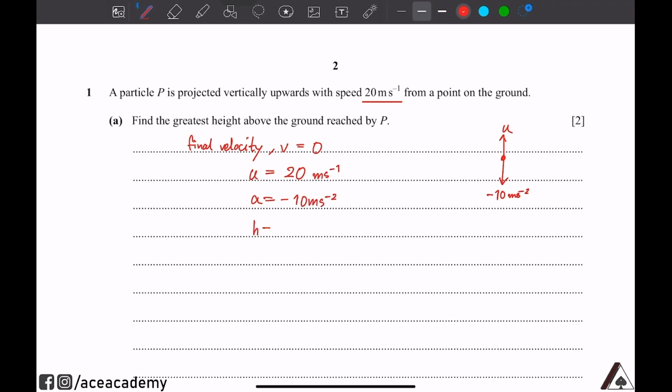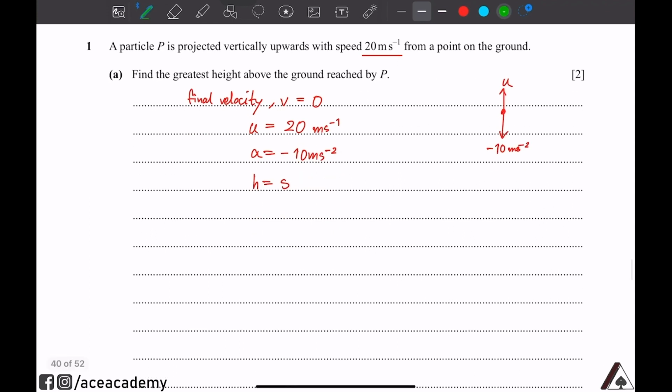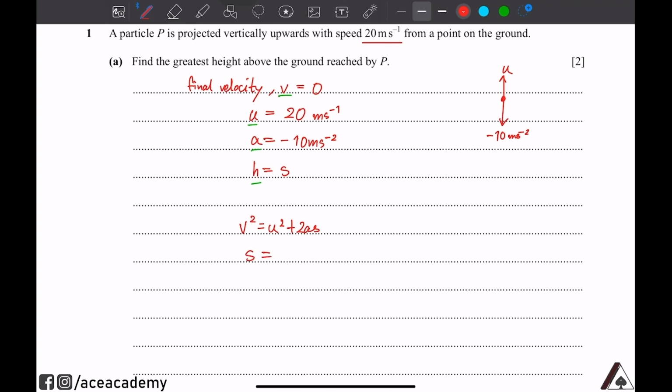And what we're interested in is the height. If you recall which equation relates these four variables, that's right, it's v squared equals u squared plus 2as. Substituting the values, we have s is negative u squared, 20 squared, over 2 times negative 10, which is our acceleration. And for that, we have s is equal to 20 meters.